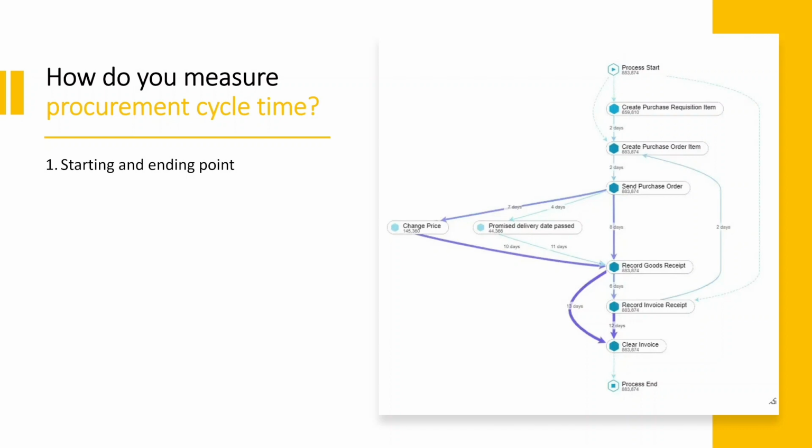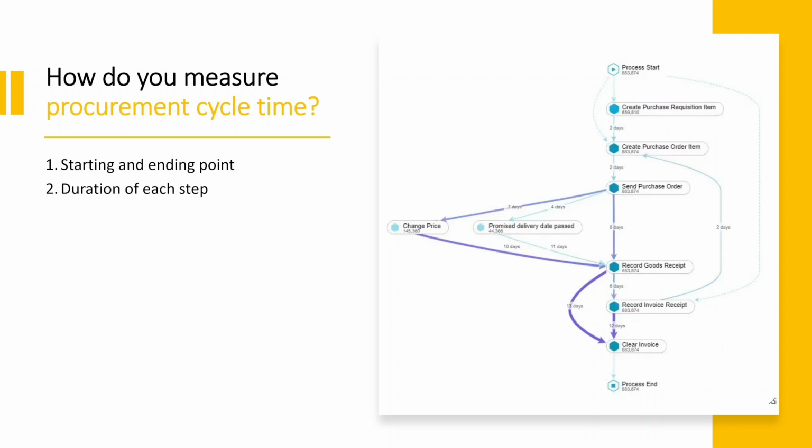So what do I mean by starting point of a procurement process? This could be as simple as the date and time when the purchase requisition has been created, or the moment there is a need for goods has been identified. So that could be a typical starting point, and the ending point could be the moment the goods or services are received, or it can be the moment the invoice is paid. So first is get these two starting and ending points.